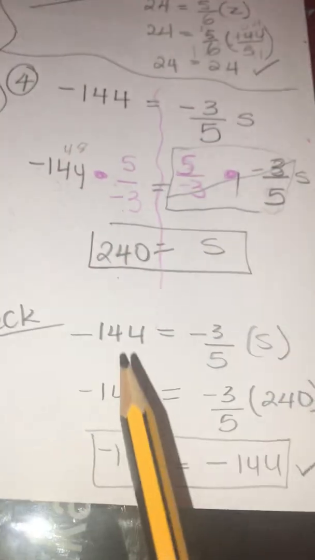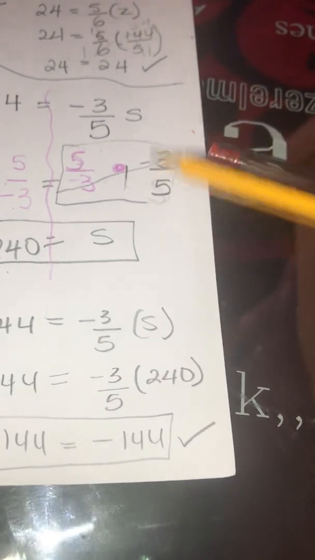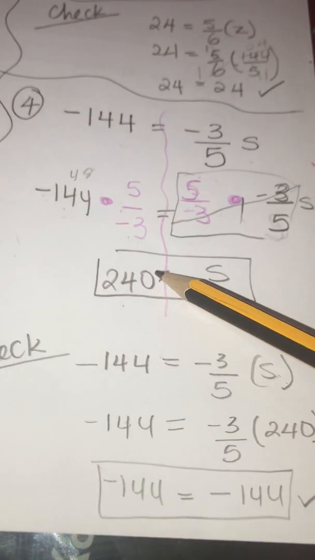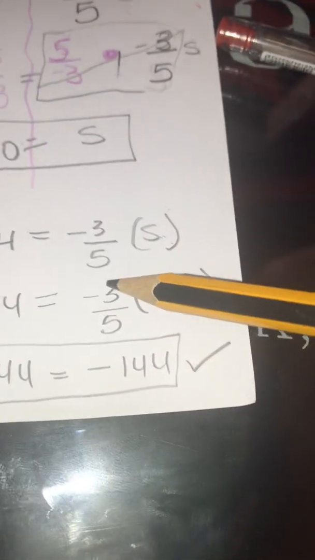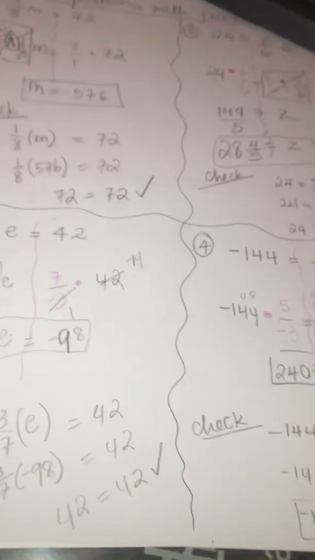Then I did my check. I wrote my question back. I put my variable in bracket. I replaced my variable with the answer I got from step 1. So then I did negative 3 out of 5 times 240, and I got 144.